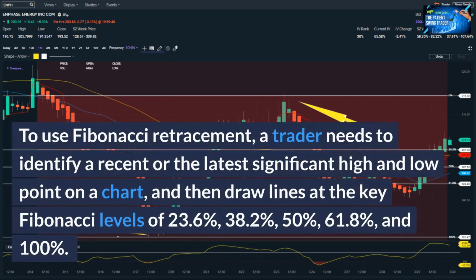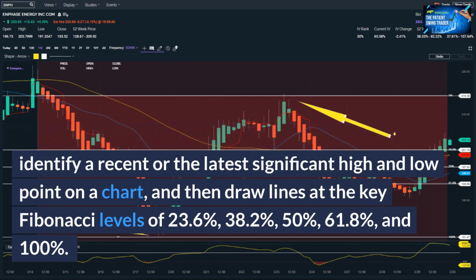To use Fibonacci retracement, a trader needs to identify a recent or the latest significant high and low point on a chart, and then draw lines at the key Fibonacci levels of 23.6%, 38.2%, 50%, 61.8%, and 100%.